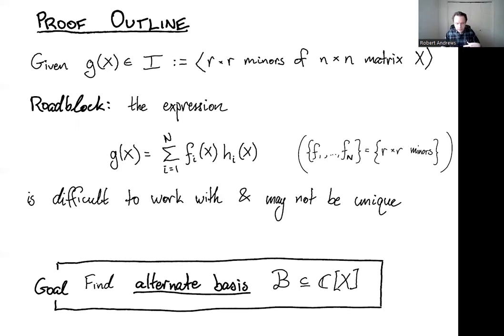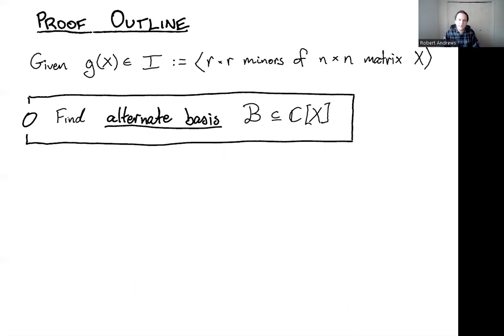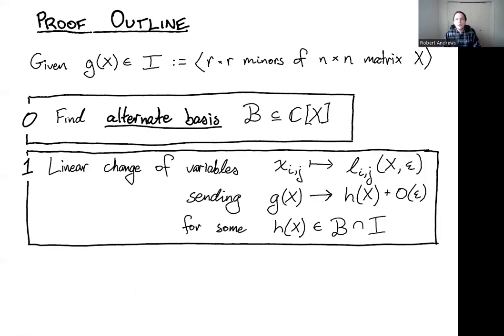Now, before I tell you a little bit about this alternate basis, let me give you the 1,000-foot view of how the rest of the proof goes. So we found this alternate basis. That's going to be our step number 0. Step 1 is we'll find a linear change of variables, depending on that epsilon, that will take our polynomial g and send it to some polynomial h plus an error term. The gain here is that this polynomial h will still be in the ideal, but it will also be an element of our basis. And it will turn out that the basis elements will be very explicit polynomials. They'll be very easy to understand, and we can work with them directly.